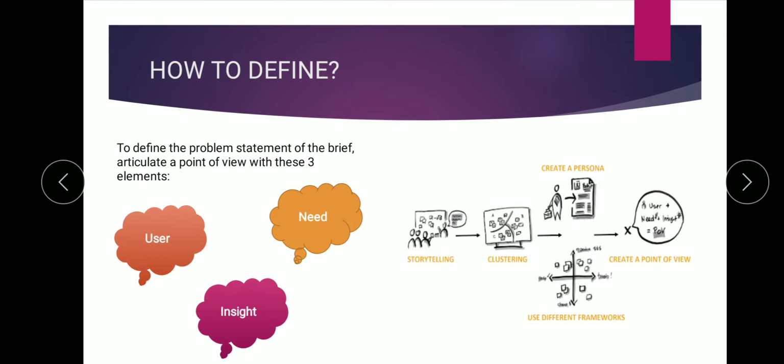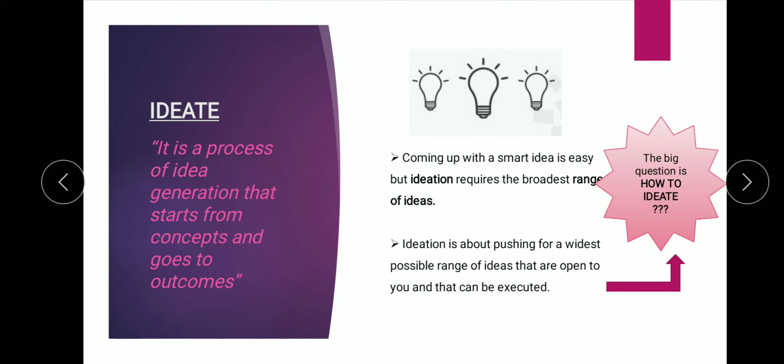To define a problem statement or brief, it must be brief, articulate, and have a point of view with the following elements: the user, the need, and the insight. And how can it be done? Through storytelling, through clustering the ideas, creating a persona for yourself, and using different frameworks by which you can finally create a point of view. So this is how you define a problem first, and then you need to go to the next step, which is ideate. What is ideation?